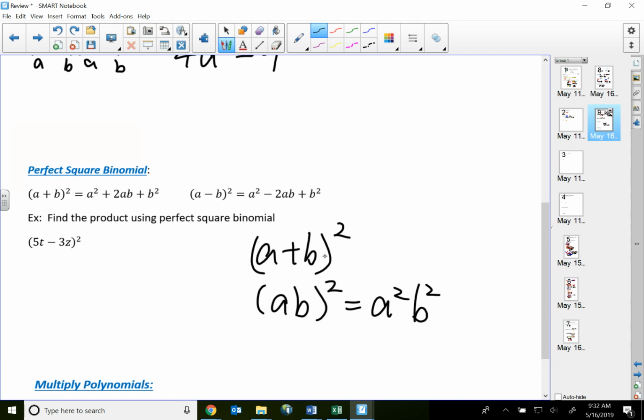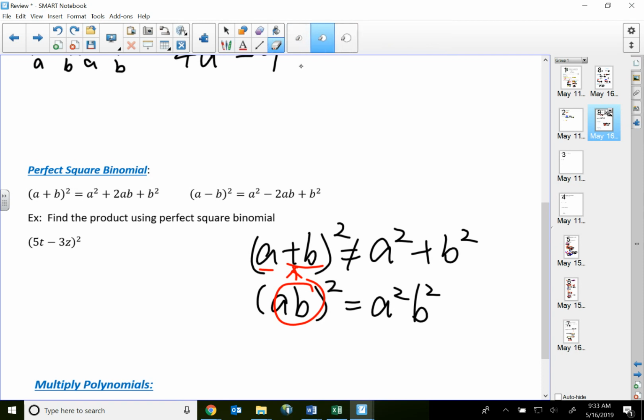But since I got two terms in the parenthesis, I cannot say this is going to be a squared plus b squared. Because if it was a squared plus b squared, that means I'm looking at this problem just like a power rule problem, but they are not the same thing because one has two terms, the other only has one term. I keep on saying in this review series, a two-term problem has to be done differently than a one-term problem. All right, so what do we do?